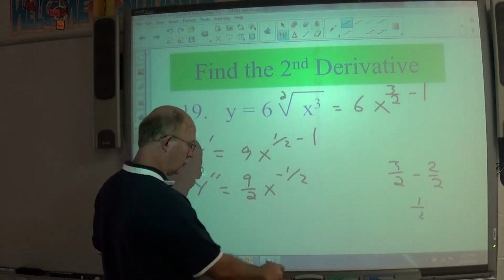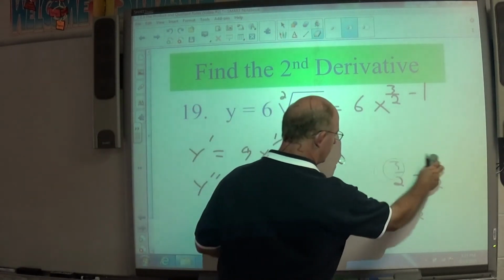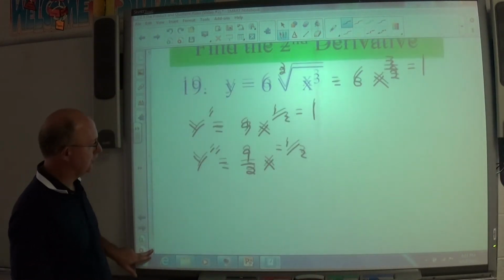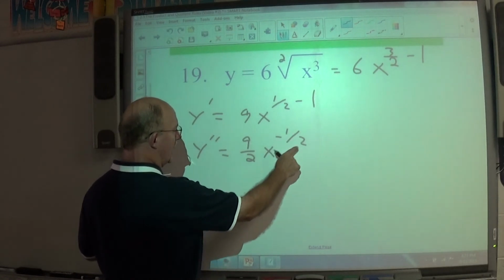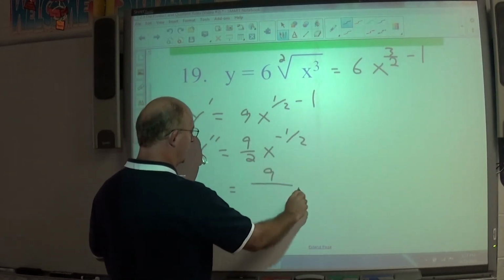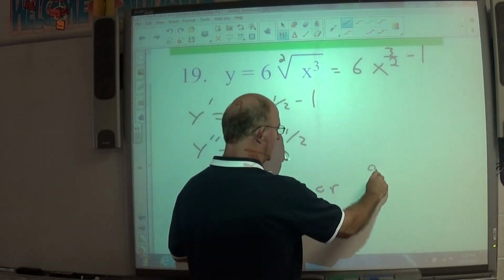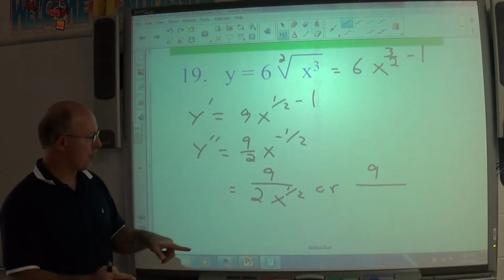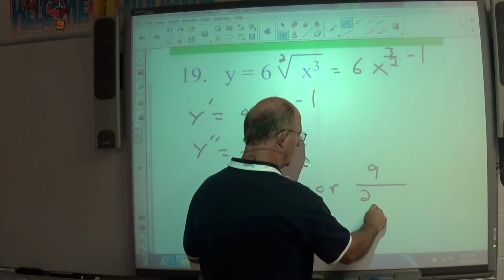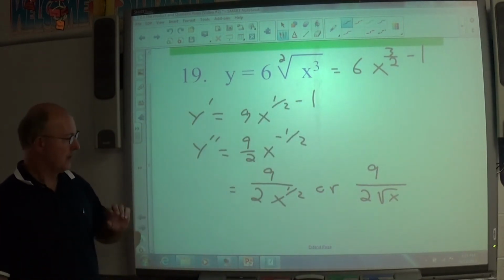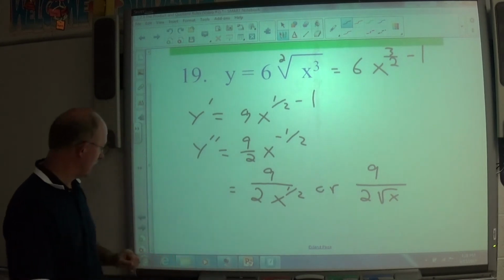Now let's see if we can rewrite this without the negative exponent. Erase that. So let's rewrite this. Now see that x to the 1/2 will go to the bottom of the fraction, 9 stays on top, so it'll be 9 over 2x to the 1/2 power, or let's do the radical form also, this will be 9 over 2 square root of x. So x to the 1/2 is simply the square root of x, so either answer would be acceptable, I'm sure.